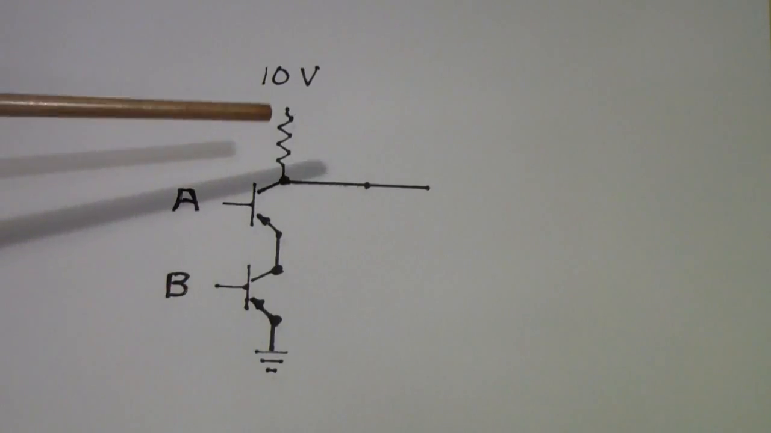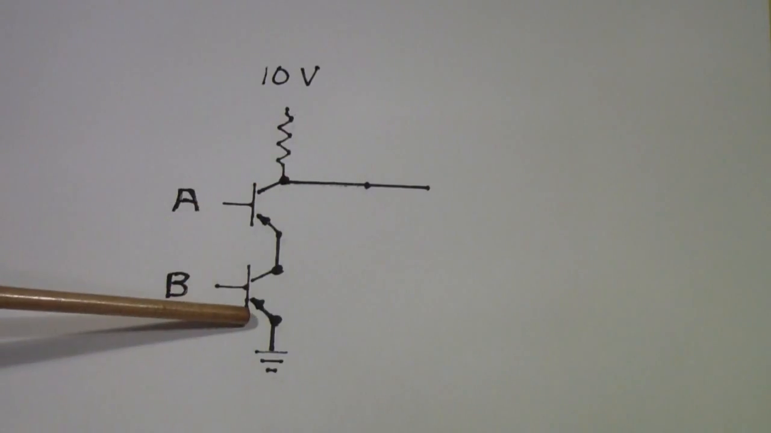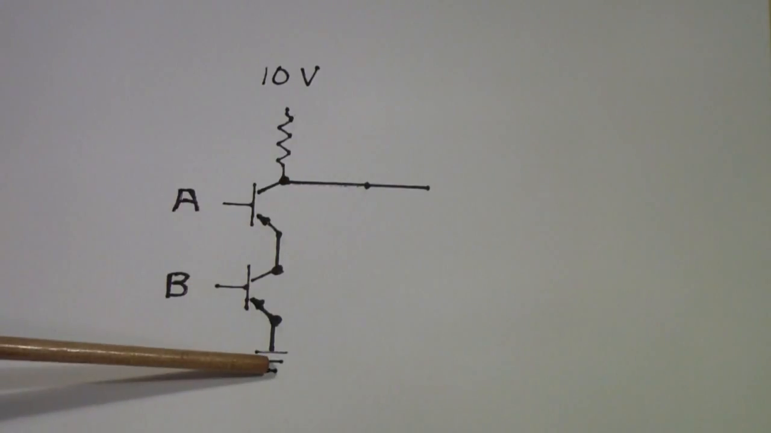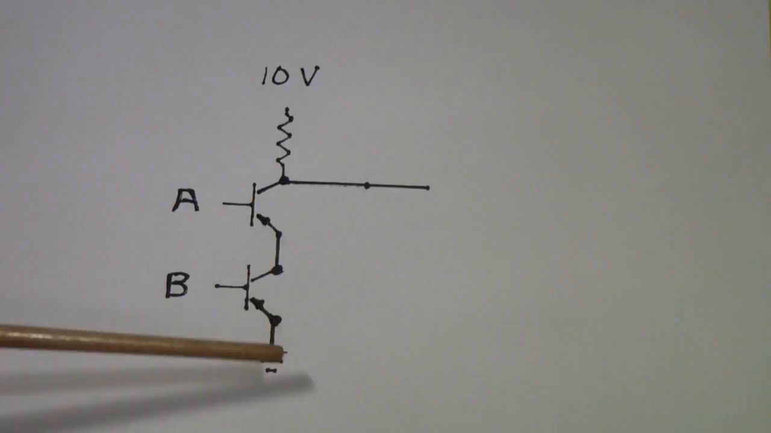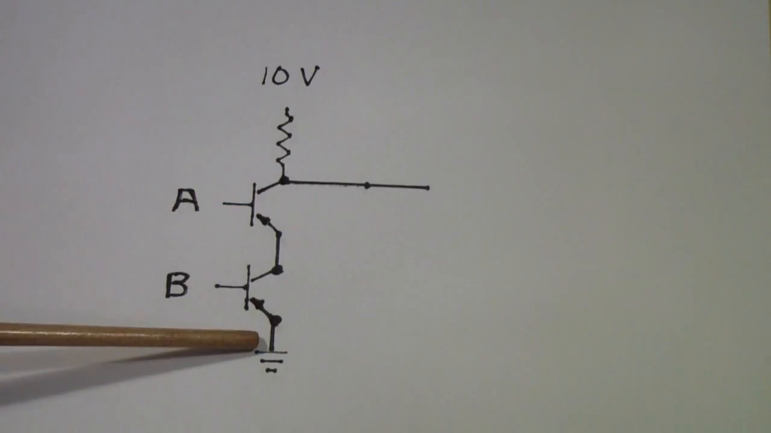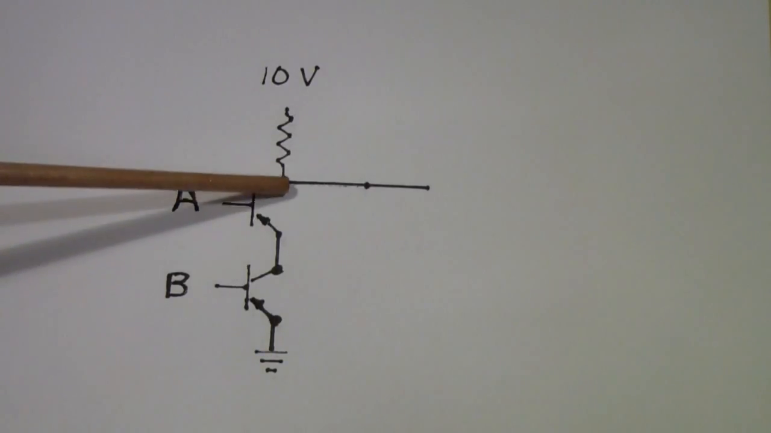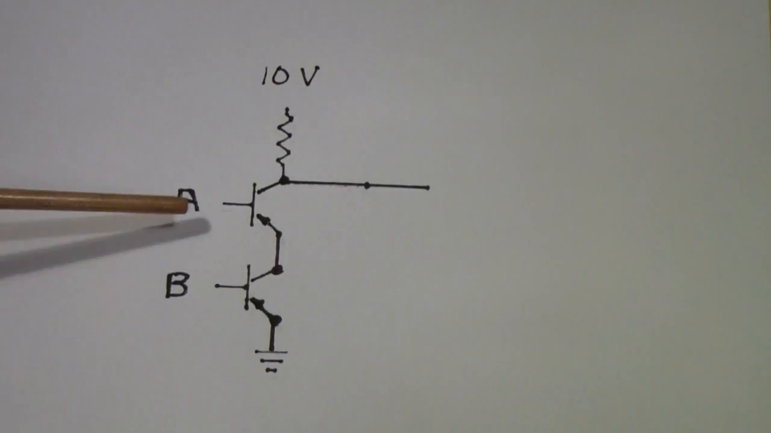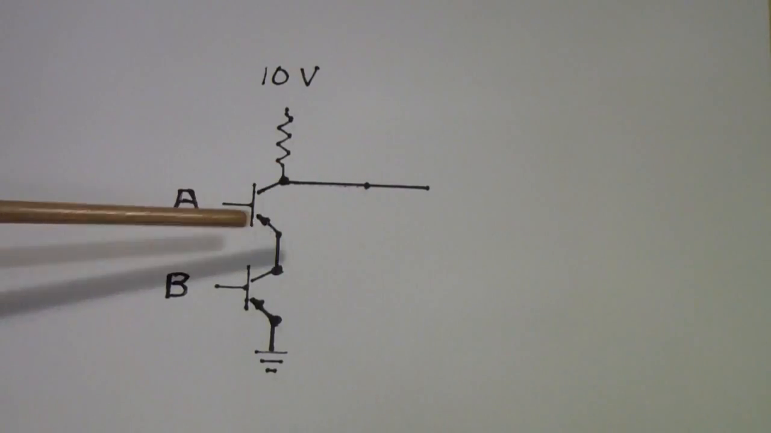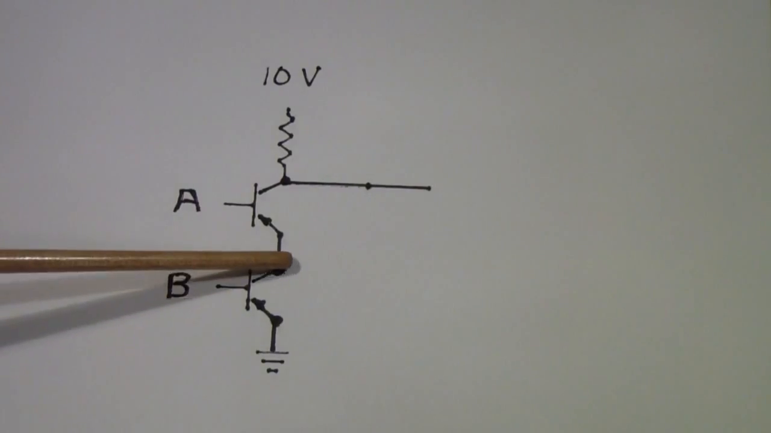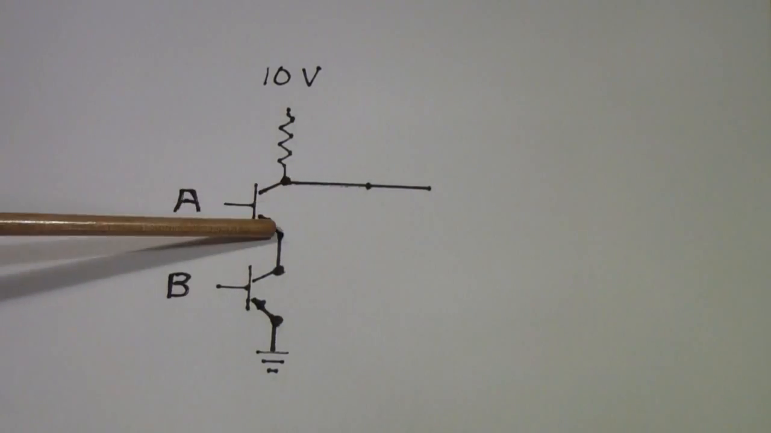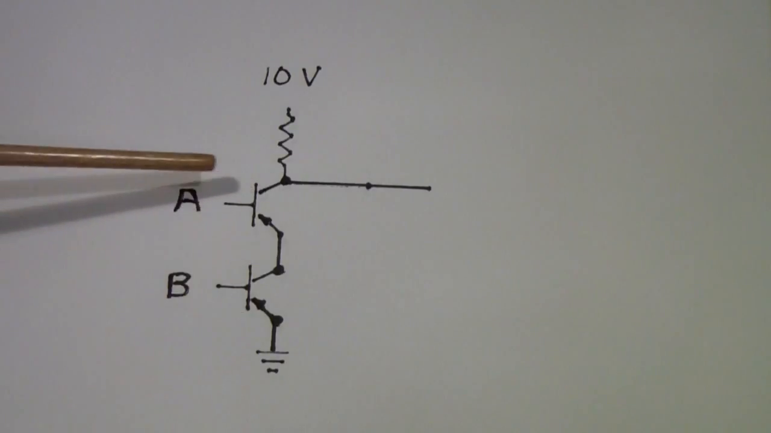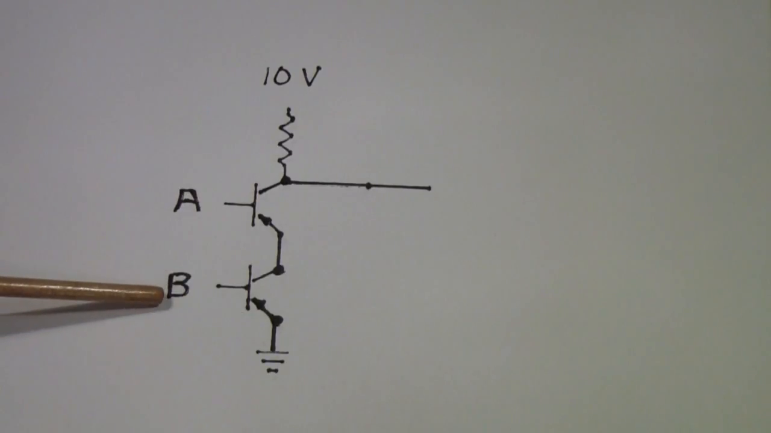The way this works is both of these transistors have to be on for there to be a connection from here to this ground. Now, if you're not familiar with transistors, don't worry about it. Just think of these as simple switches. In other words, if you apply the right signal here, this switch will turn on. If you apply the right signal here, this switch will turn on. If both switches are turned on, that is the equivalent of A and B.